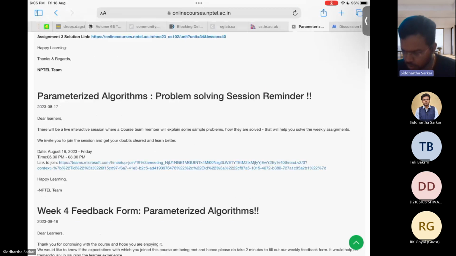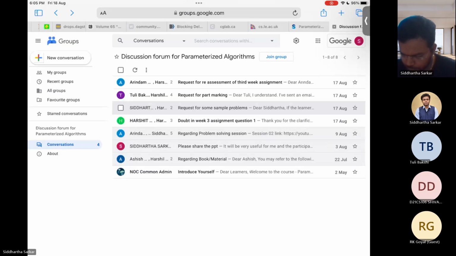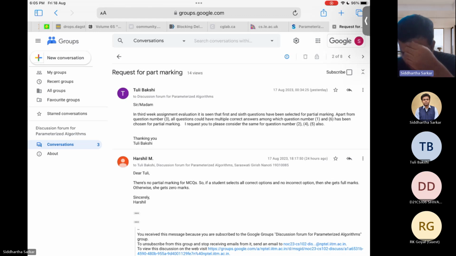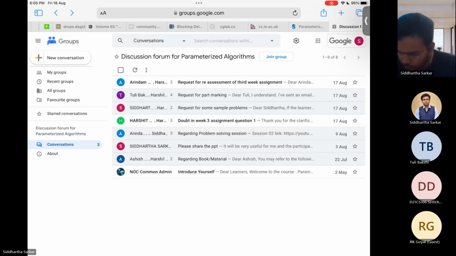One more thing I would like to point out today. I have seen that a couple of you have requested partial marking in assignment 3. NPTEL is saying that there is no partial marking for MCQs. You have to get all the correct options ticked to get full marks, otherwise you don't get any marks. I don't know whether the assignment will be re-evaluated or not, but we'll wait for NPTEL to take a call.